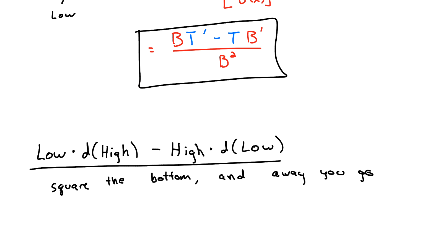you go. So if I remember the quotient rule, or if you have trouble remembering it, you can always say to yourself, low d high minus high d low, square the bottom, and away you go.